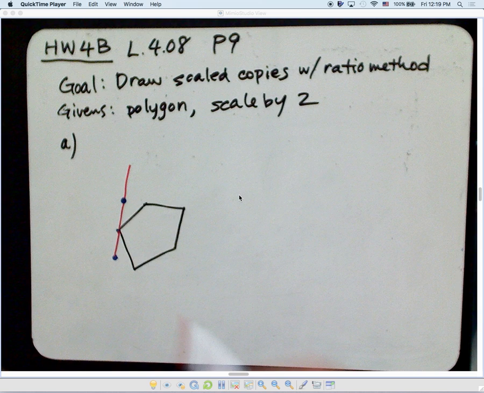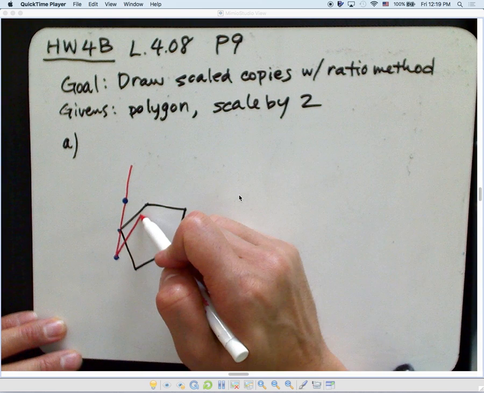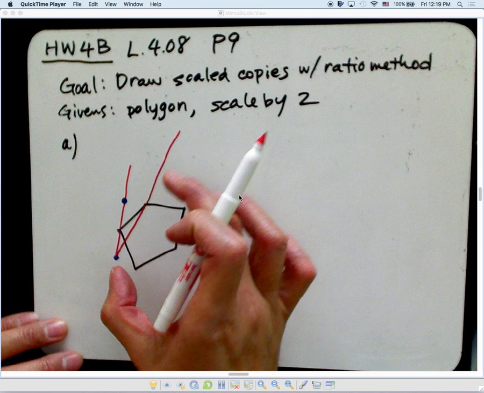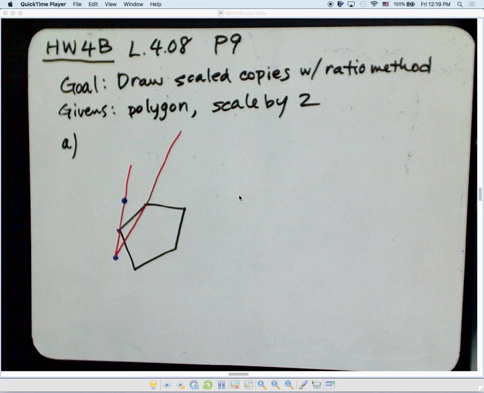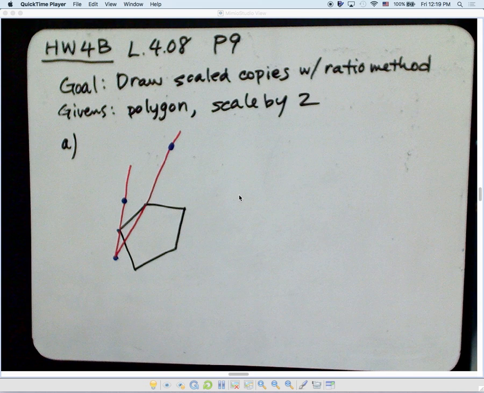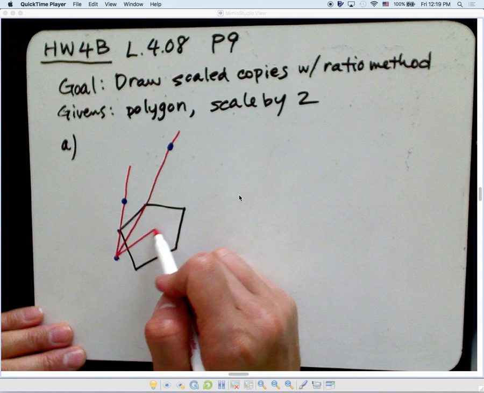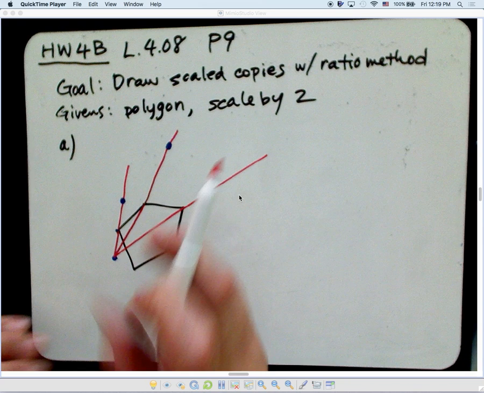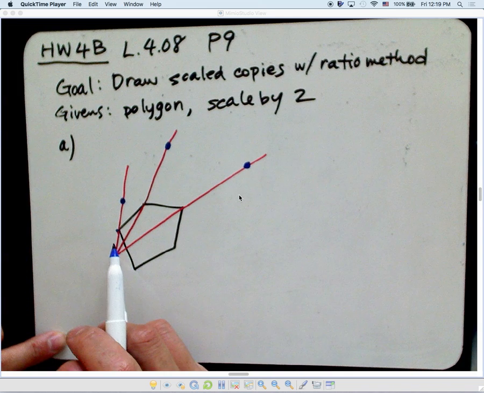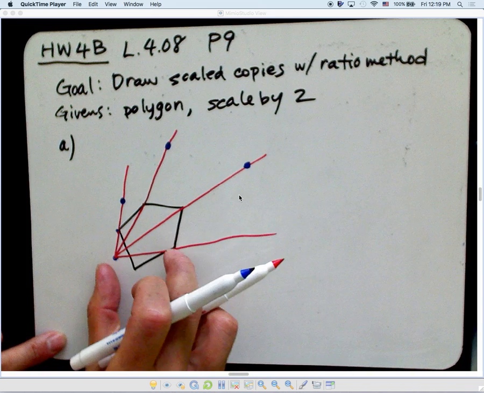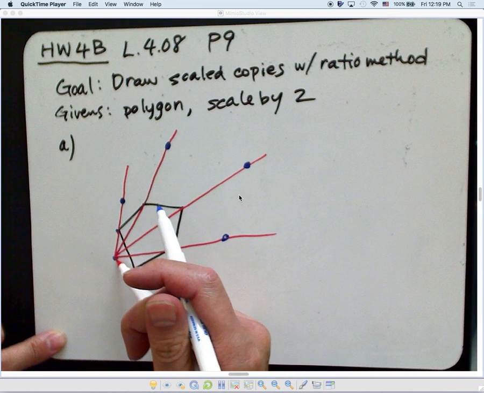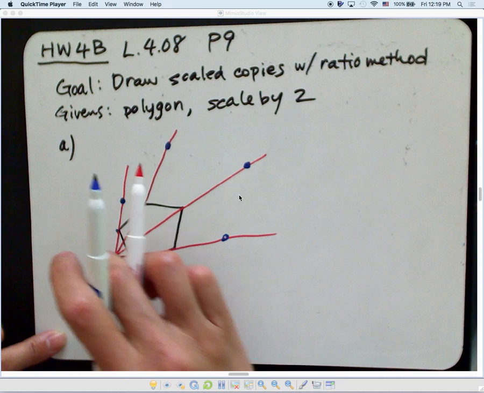And you do that from the center of dilation to each vertex. Keep going because it's a ray. Take that segment, make it twice as long because we are scaling by 2, right? Keep doing the same thing. Take that piece, make it twice as long. Take that segment, twice as long. Twice as long.